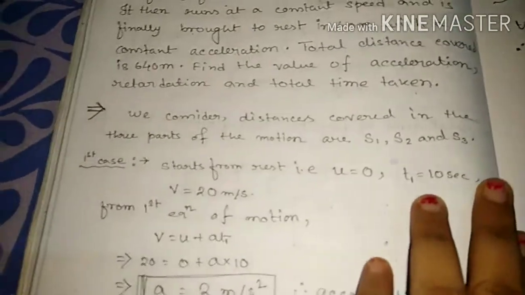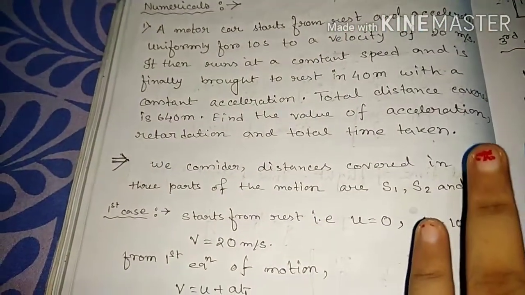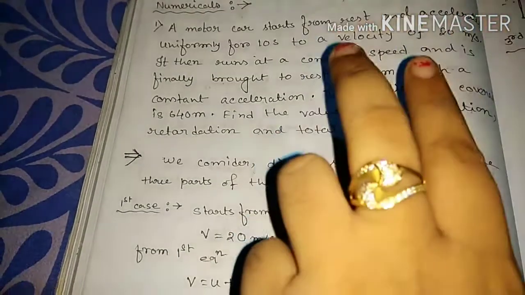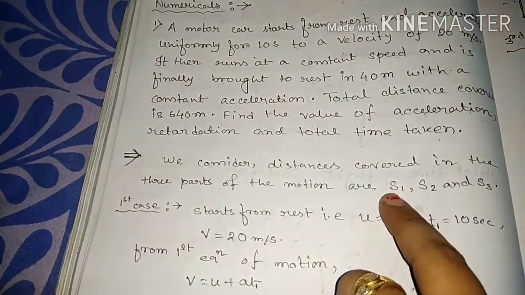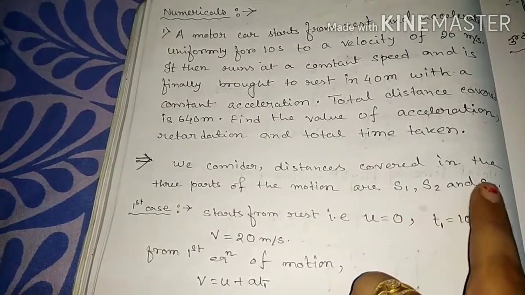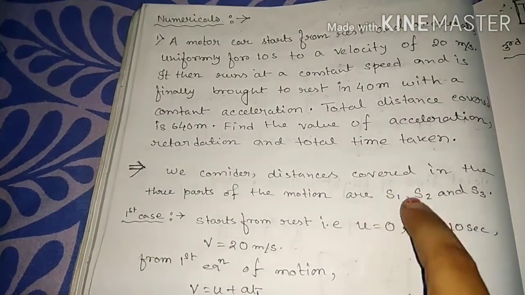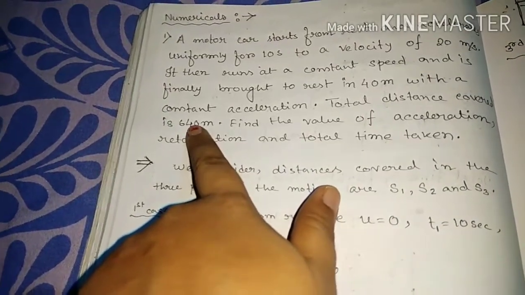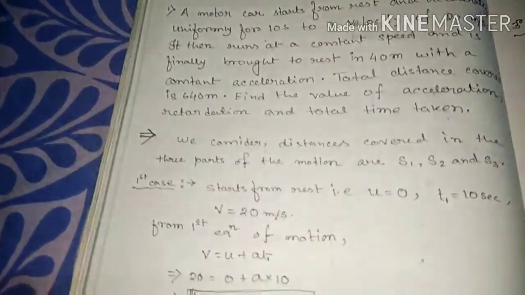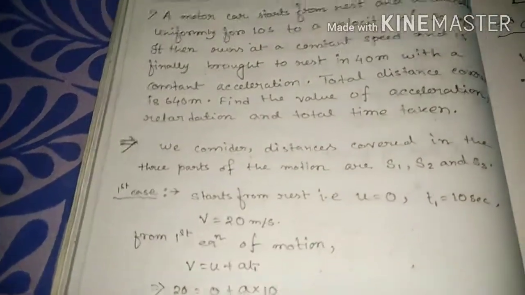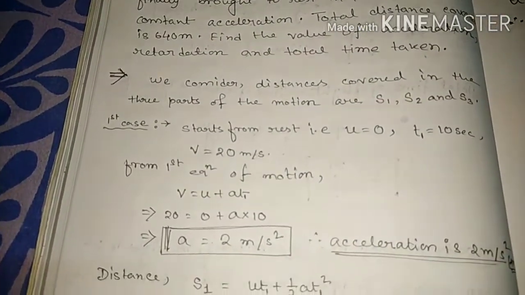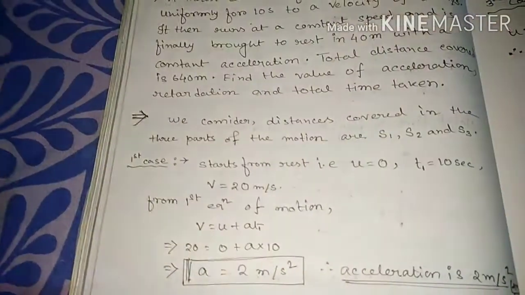And we also consider, because there are three cases, three parts. In three parts, for the first part it will travel the distance s1, in the second part s2, and in the third part s3. s1 plus s2 plus s3 is the total distance that is given, 640 meter. So from the first case, using the first information, we find out the acceleration. So first one is completed, acceleration.